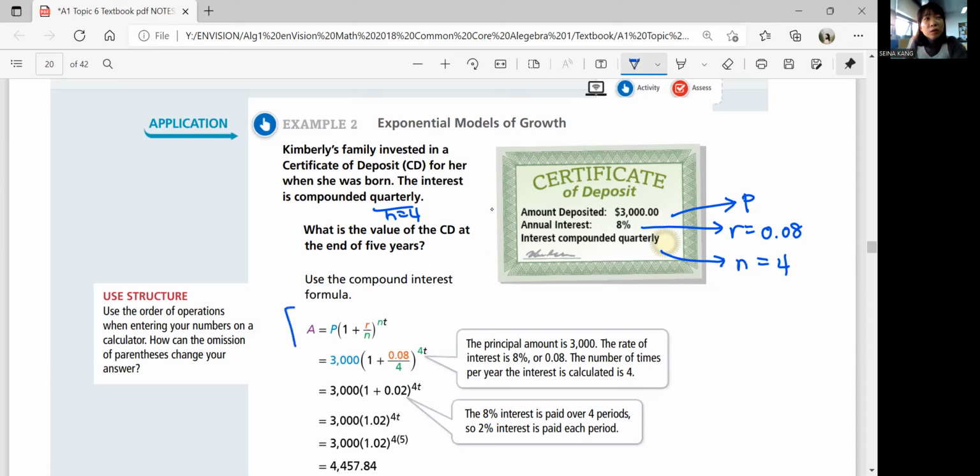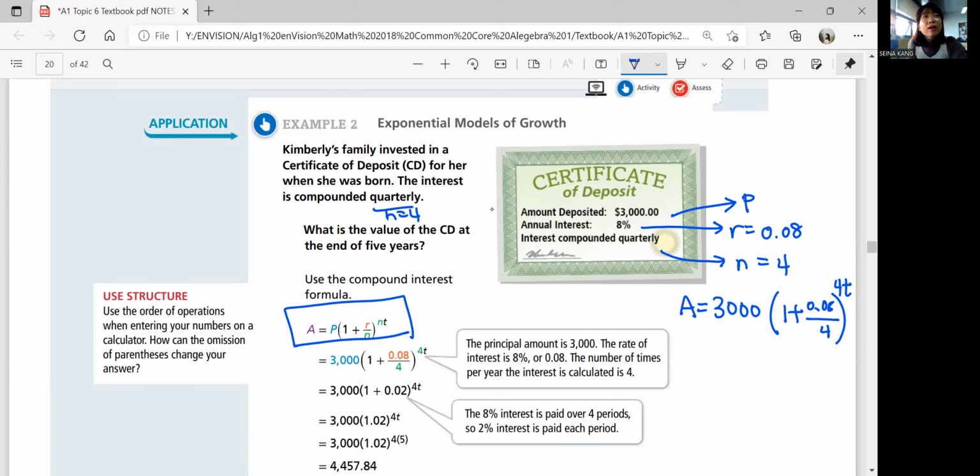So use the compound interest formula and plug in what you know. A is equal to principal P, 3,000, times 1 plus, 1 is always going to be 1, r, 0.08, over n, to the power of nt, and t can just stay as t. And then you simplify that, and that is going to be your formula.